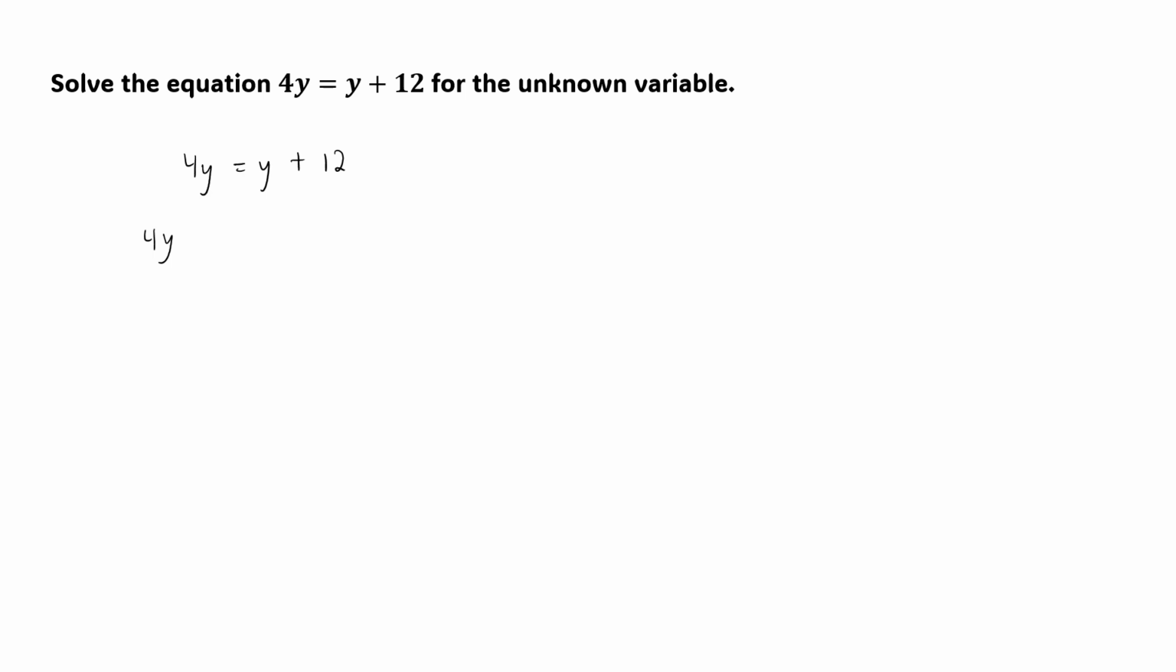So I'll be moving my smaller variable, which is y, to my larger variable, which is 4y. And because our y on the right-hand side is positive, that means that on the left-hand side, I will be subtracting that y from my 4y. And now we will just return our 12 back to the equation. So now I'm going to simplify the left-hand side of my equation. So 4y minus y will equal 3y.